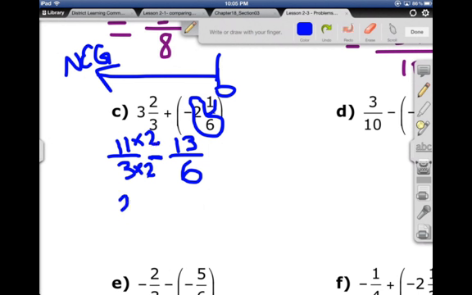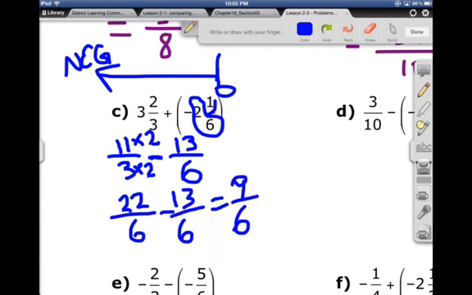What we have is 22 over 6 decreased by 13 over 6, which is good for 9 over 6. How many times does 6 go into 9? It goes in 1 time with 3 out of 6 remaining. Now, when I see 3 out of 6, I just reduce that, and I say that is like a half.